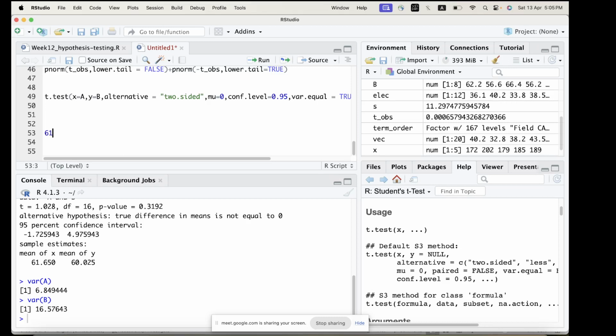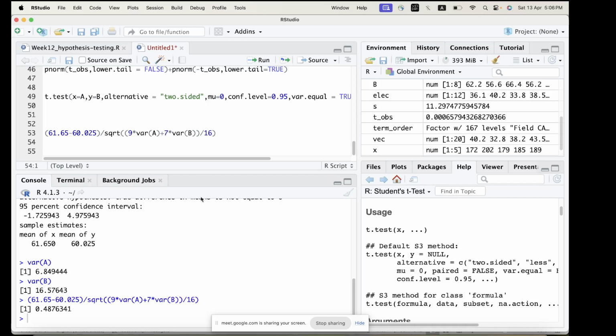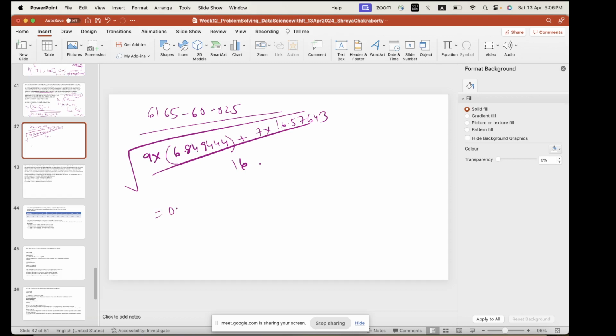So here we are doing 61.65 minus 60.025, xA bar minus xB bar, divided by square root of 9 into variance of A plus 7 into variance of B, divided by 16, and entire thing within square root. Okay, so this is 0.487.